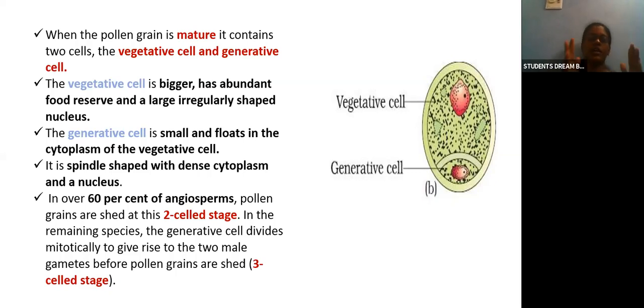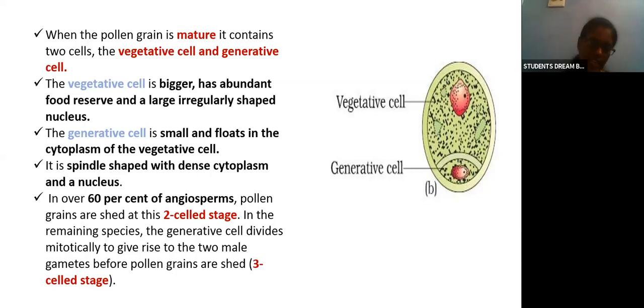So most of the angiosperms, that is 60% of the angiosperms, what will happen? These pollen grains will be shed at this two cell stage itself. But in the remaining 40%, the generative cell will again divide mitotically to form two male gametes. And these two male gametes will then shed the pollen grains. This is known as a three cell stage.